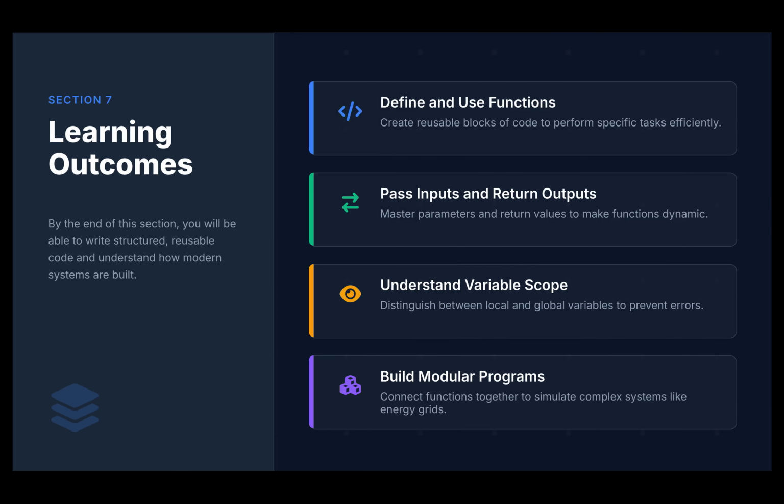By the end of this section, you should be able to define and use functions, pass inputs into them, return outputs from them, and understand the variable scope. You should also begin to see how functions work to form modular programs. Here, this slide is showing you how this connects to scalable systems as well, which is useful because these are not just abstract programming ideas, but actual tools for building real systems.